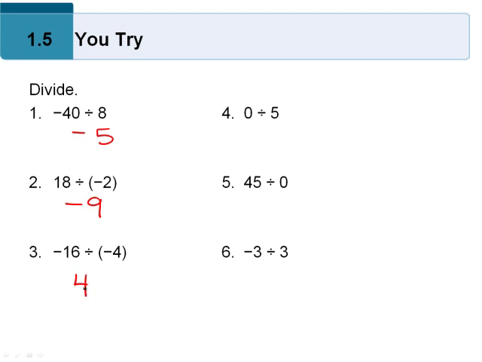Okay? Now, 4 and 5, look at the difference here. 0 divided by some number, that's okay. So that would just be 0. But n divided by 0, you can't do that. That's undefined. Okay, so make sure you keep those straight. It's hard to get those straight in your head. And number 6, -3 divided by 3 would be, signs are different, a -1.